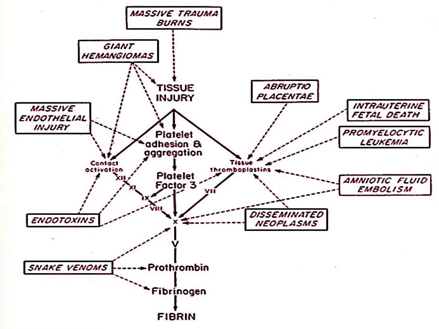This is a diagram of all the various things that can cause DIC and how they're activating the coagulation cascade. Different antagonists will begin the cascade at different portions in the graph here.